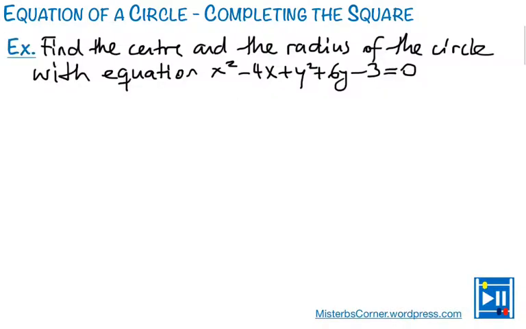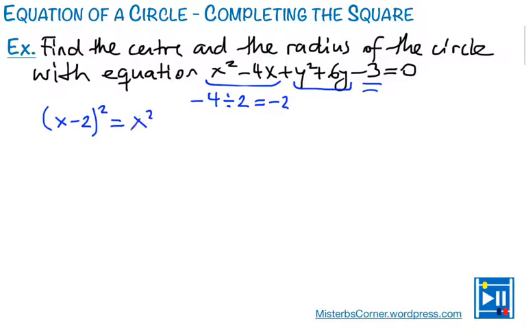Now, first of all, we have to chop this equation into parts. So we're going to deal with the x part and the y part separately, ignoring the constant at the moment. We'll come back to this later. Now, for x² - 4x, I'm going to complete the square. So -4 divided by 2 is -2. So basically, I'm talking about (x - 2)², which is x² - 4x + 4.